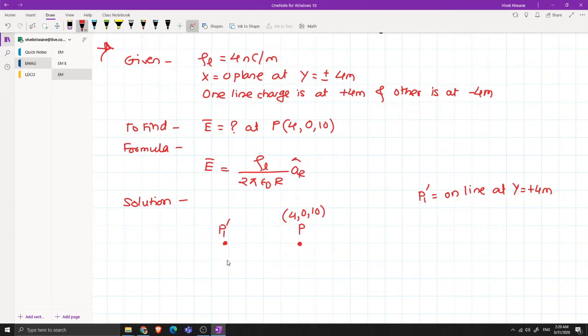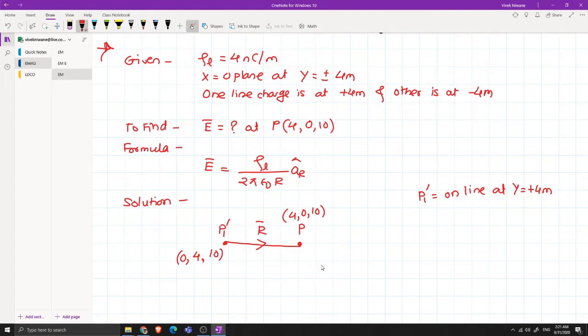So if a line lies on y is equal to plus 4 meter, its x coordinate will be 0. So the x coordinate will be 0, the y coordinate is 4, and the third coordinate will be the same as that of the observation point, 10. Draw a vector from P1 dash to point P, vector R. Now you have both coordinates, P1 dash as well as P.